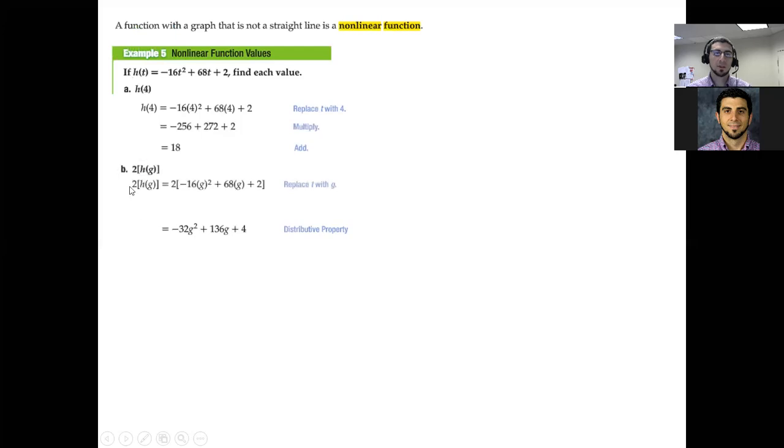So 2 times h of g. All right, what's that mean? Well, that means replace the equation with g and multiply it by 2. So I'm going to plug g in for all the t values, rather. And you can't figure it out because you don't know what g is. And then multiply everything by 2. So it'd be negative 32g squared plus 136g plus 4. All right.